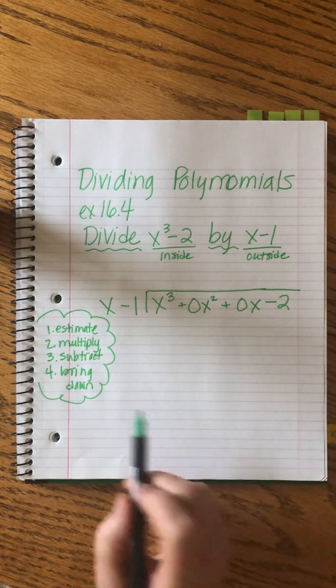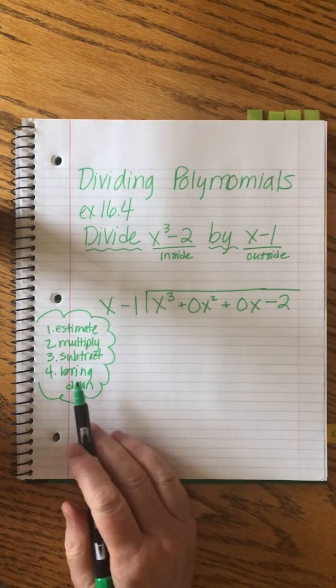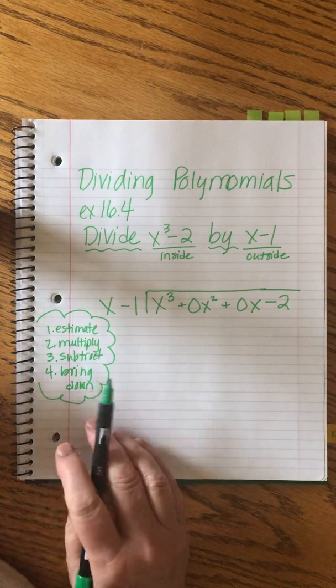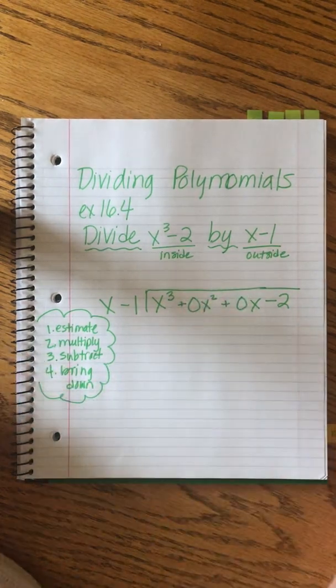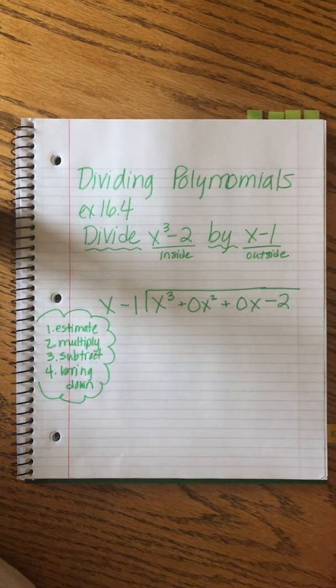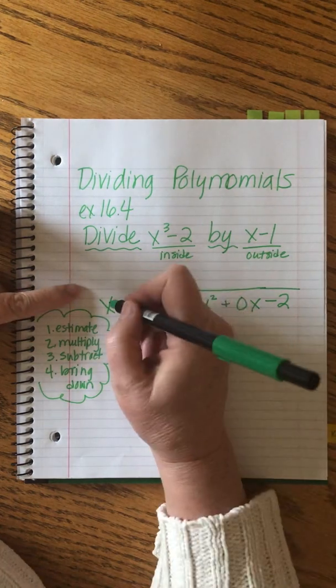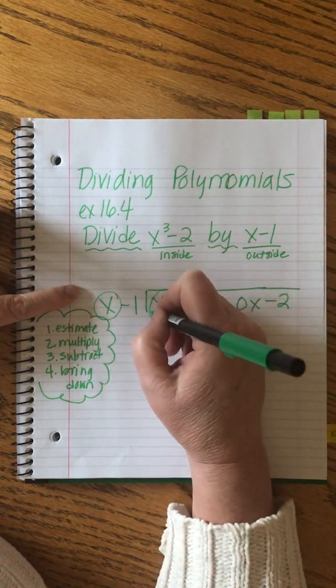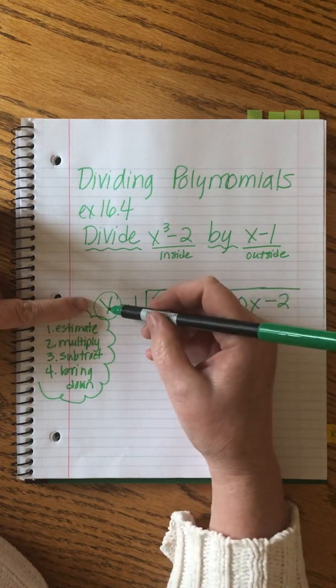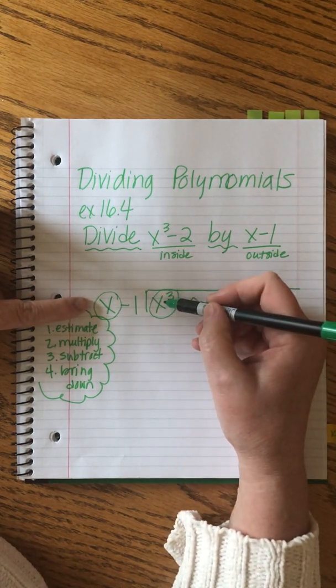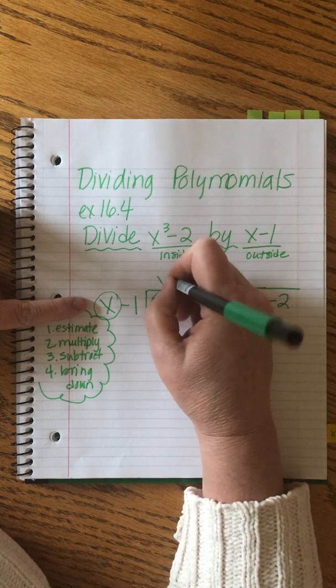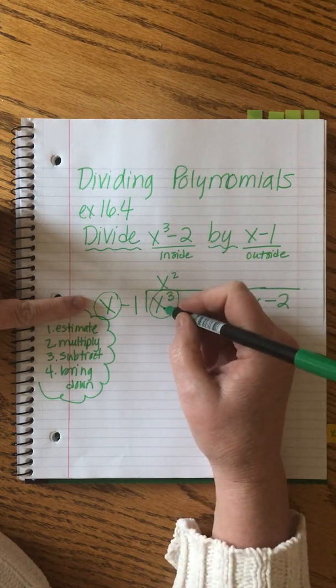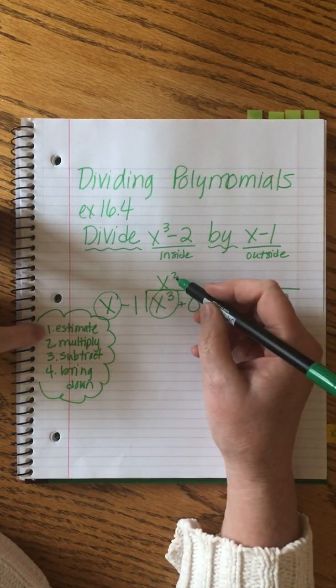It's interesting that they work exactly the same with a few slight tweaks, but this is exactly what we're doing for this. We start by estimating. Now the way we estimate is a little bit different. We look only at the first part of the binomial and the first part here. And we say, what do we have to multiply by this to get that? X times x squared would equal x cubed. So that is our estimating, we've got it.